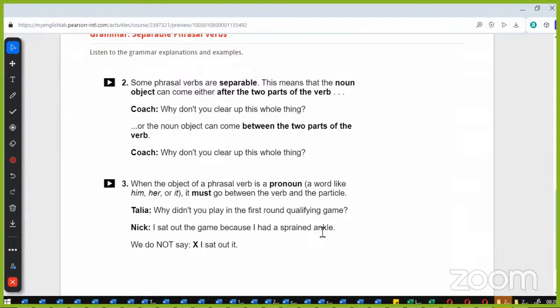So when the object of a phrasal verb is a pronoun, it must go between the verb and the particle. Okay, so it would be like I sat it out, right? Not sat out it, but sat it out. So here, I think that's what they mean.